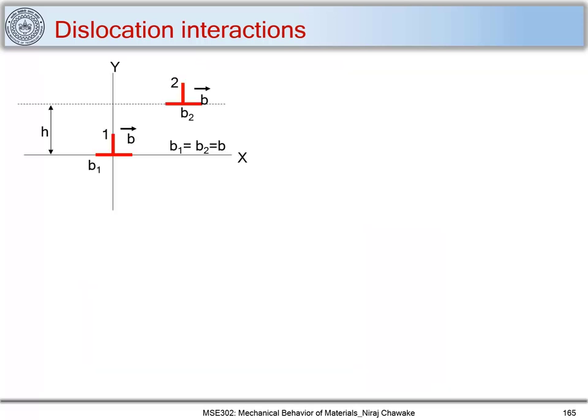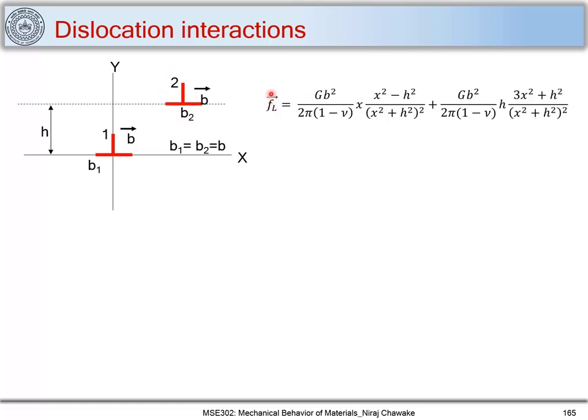Now let's look at these interactions of dislocations. We have this scenario where the stress field of dislocation 1 is interacting or causing forces on dislocation 2, which will cause glide or climb force acting on this dislocation. And we have figured out that the force per unit length on this dislocation because of the stress field of dislocation 1 is this, and it has a glide force and a climb force.